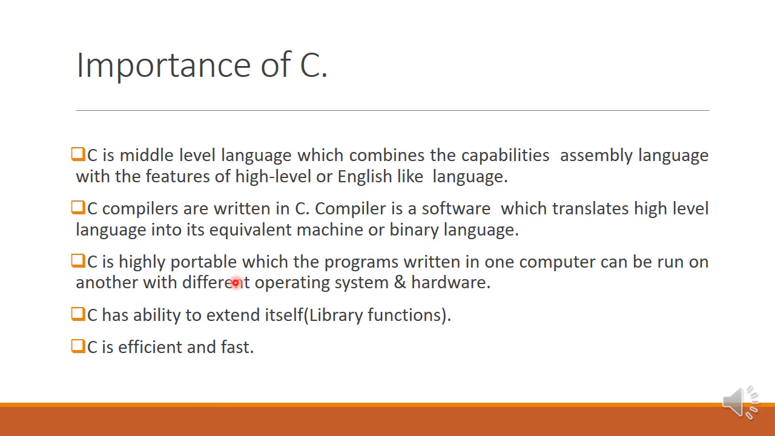And C is highly portable. What do we mean by portable? If you have written a program for one computer, the same program can be run on another computer with a different operating system and hardware. That is why C is very popular, because it is portable. C has the ability to extend itself using library functions, and C is efficient and fast. These are some of the importance of the C language.